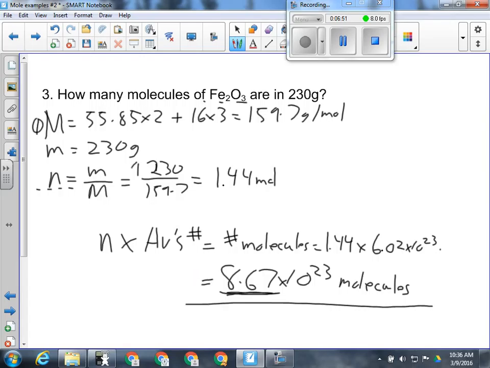Okay, you're going to have 1 mark here for calculating the number of moles, 1 for correctly using Avogadro's number, and 1 for your correct answer.